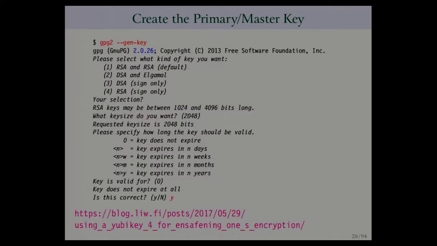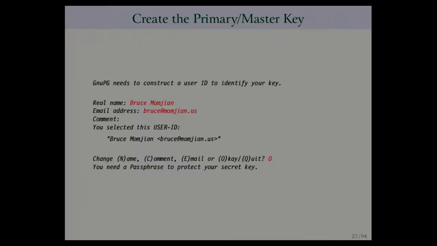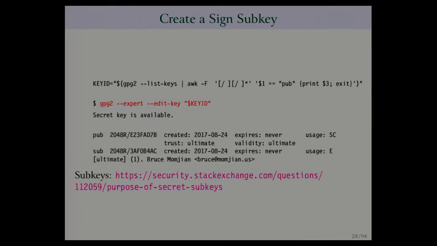Here's an example. GNU PG2, I say generate a key. There are going to be a lot of screens here, but just bear with me. I basically say, okay, what kind of key do you want, how long do you want it to be, when do you want it to expire, what's your name, and what's your email address. And you say okay, and then you go and edit the key, and you can actually see this: I now have a public key in OpenPGP. Again, a URL here for help.